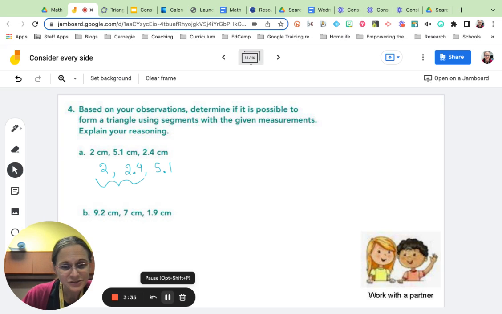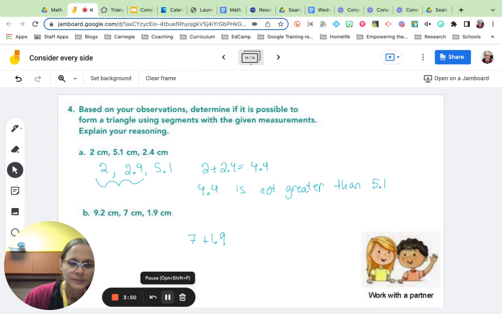Well, you've hit play, so that means you're ready to talk about these. And our first one, example A, 2 plus 2.4 is equal to 4.4. 4.4 is not greater than 5.1. So these cannot form a triangle. What about on part B? If I add 7 plus 1.9, I get 8.9. 8.9 is not greater than 9.2. So no, part A will not form a triangle. No. Part B will not form a triangle.